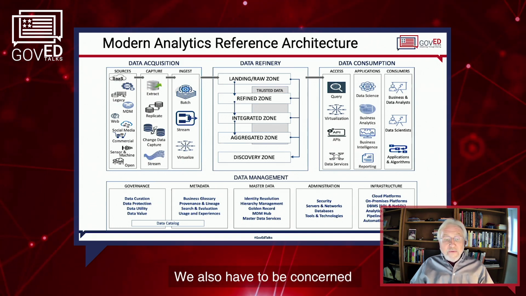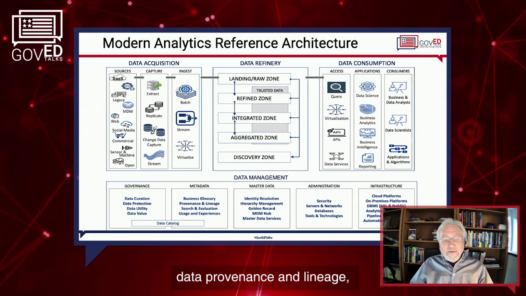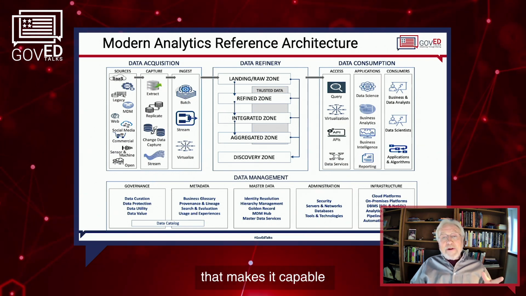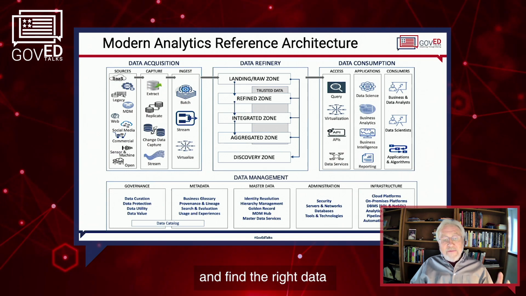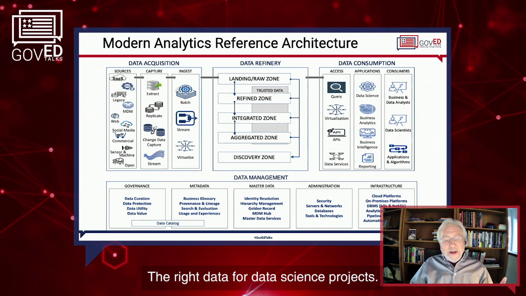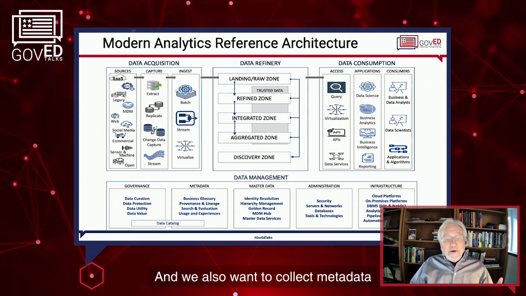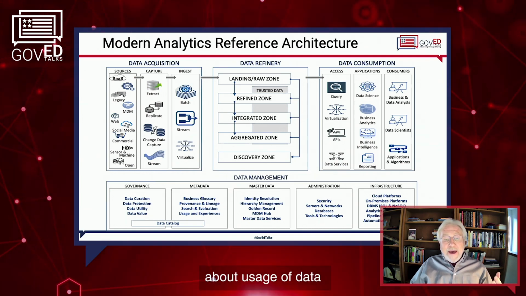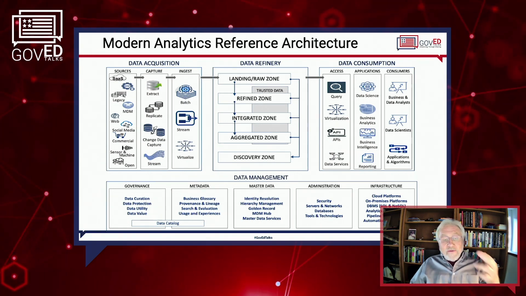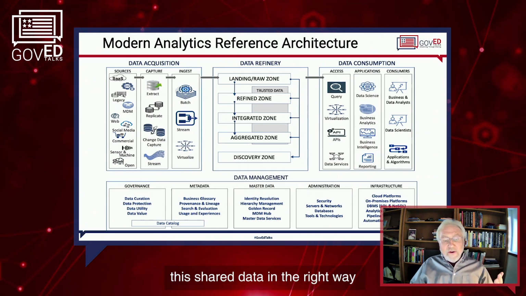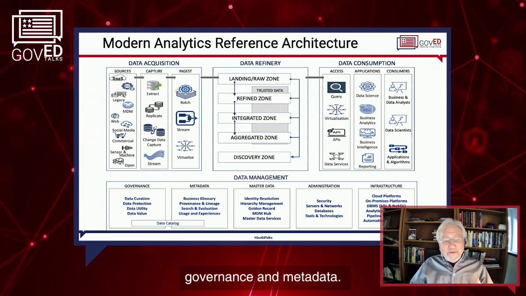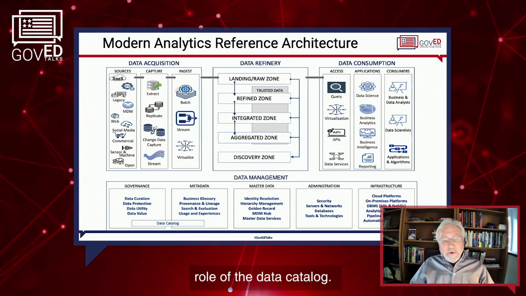We also have to be concerned with metadata, the business glossary, data provenance and lineage, as I mentioned earlier, and the metadata that makes it possible to search for and evaluate and find the right data sets for self-service and analytics, the right data for data science projects. And we also want to collect metadata about usage of data and people's experiences with data so that we can begin to socialize this shared data in the right way. And supporting all of this, the combination of governance and metadata, there's that critical role of the data catalog.